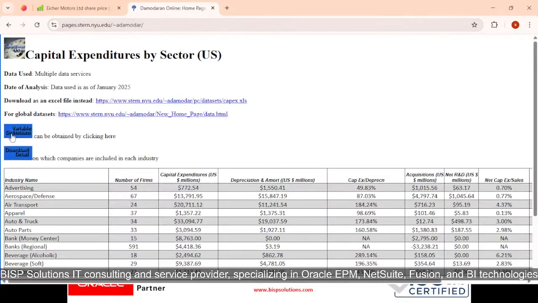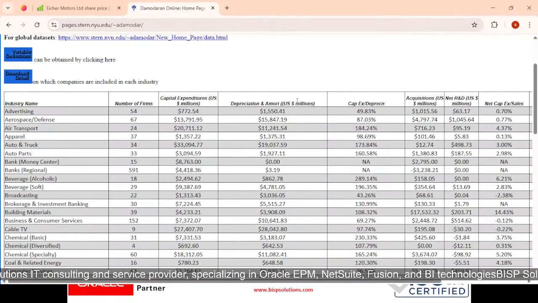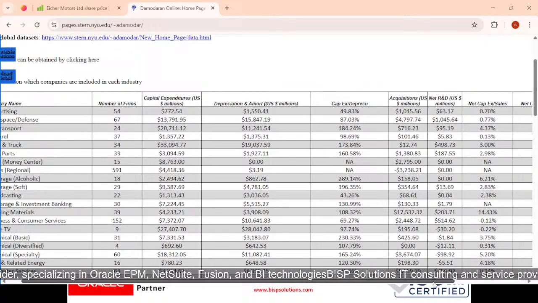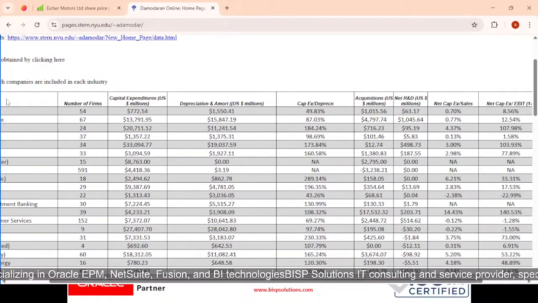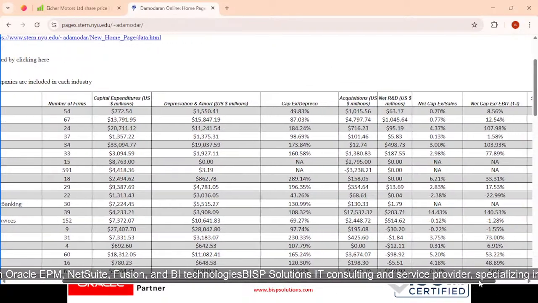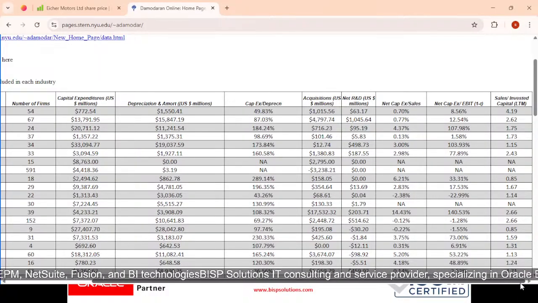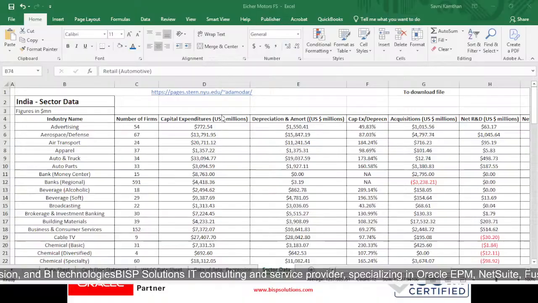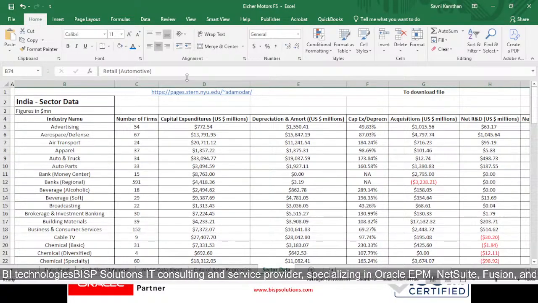And once you click on that, you will be getting whole data for industry, number of firms involved in this industry, and capex and depreciation, acquisition, net R&D, net capex to sales, net capex to EBIT, sales to invested capital, and like that. You have to just copy it and paste it in the same sheet so that you will not lose it whenever you require it, right?